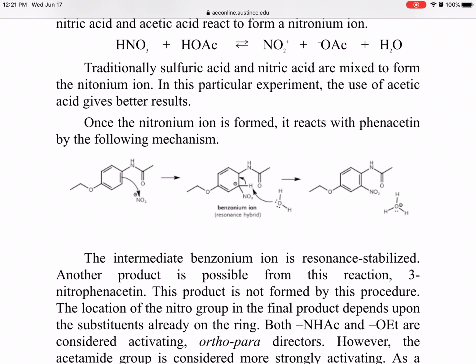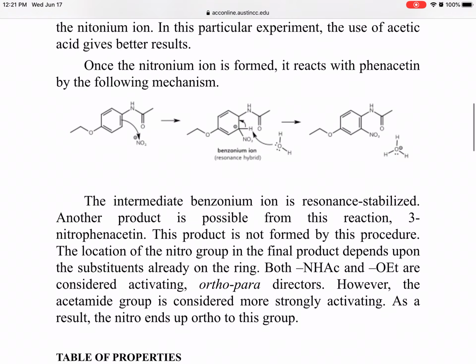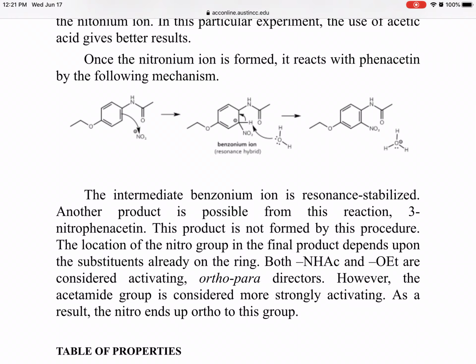And then what happens? We call it the intermediate benzonium ion, which is the second structure, the middle one in this diagram. It is resonance stabilized. It can undergo resonance. And another product is possible from this reaction, 3-nitrophenacetin, that is not going to form by this procedure. Okay, and then we also want to look at why it is attached to the second position but not the third position, since we have 2 substituents.